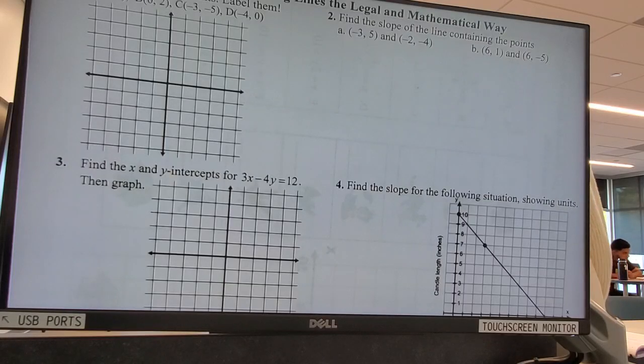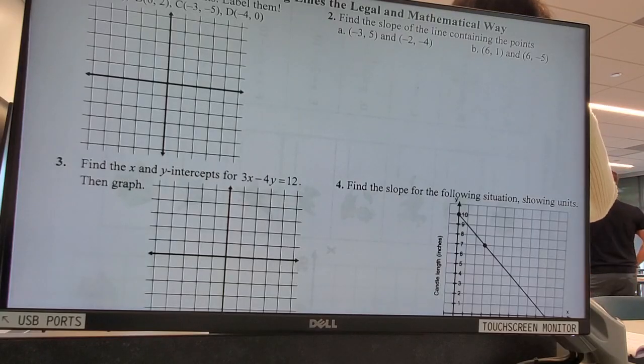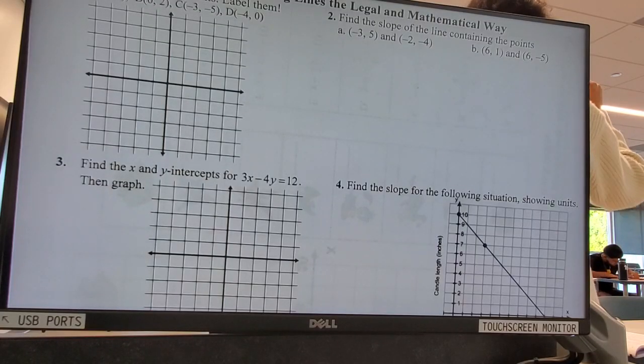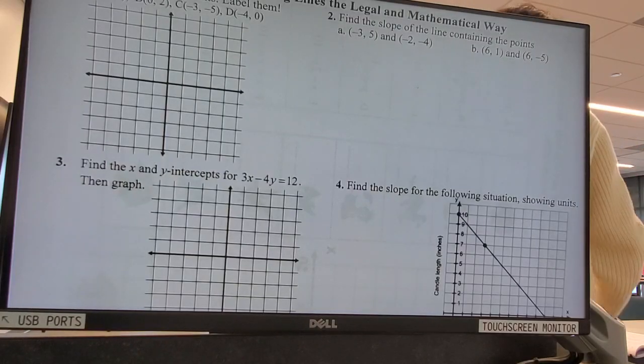I plugged in zeros for each one to get the intercept. I think it was set for the right form first. You said you're half. On number one? Or number two. Number two. Sorry, number two. Anyways, I just realized.